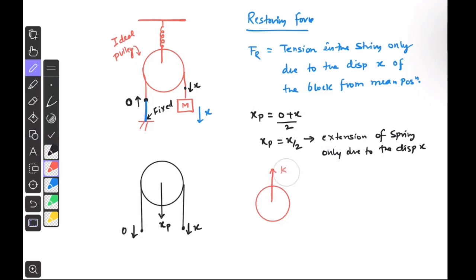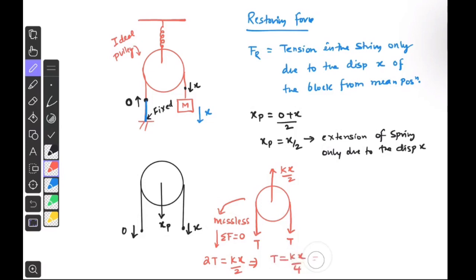So what will be the spring force? kx by 2. And the tension in the string on the other side will be the same because it is an ideal pulley, and ideal means massless. Massless means net force 0. So if the net force is 0, then 2T must be equal to kx by 2. So T will be equal to kx by 4. And this will be our restoring force, because this is the tension that acts due to the displacement x given.